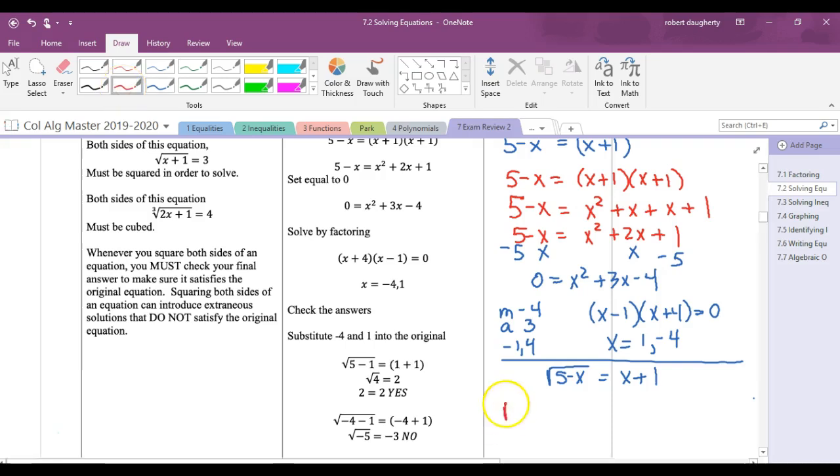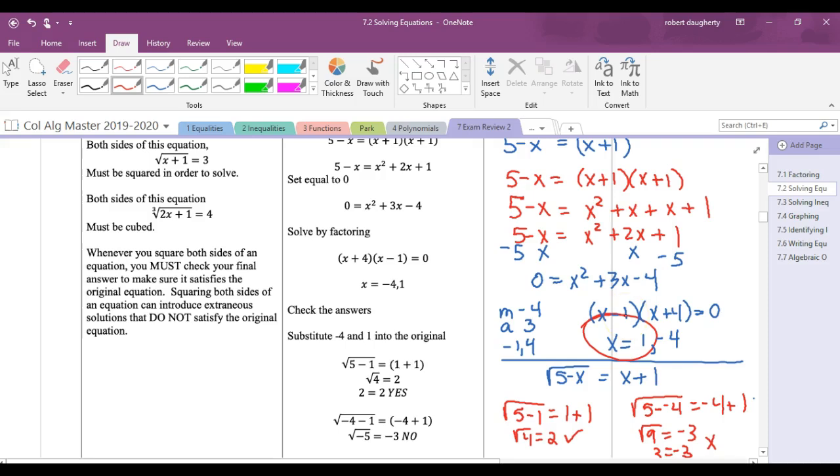So if x is equal to 1, does the square root of 5 minus 1 equal 1 plus 1? Does the square root of 4 equal 2? That's a yes. Let's check with the negative 4. So does the square root of 5 minus negative 4 equal negative 4 plus 1? Does the square root of 9 equal negative 3? Does 3 equal negative 3? That answer is no. Okay, so your only answer here is x equals 1.